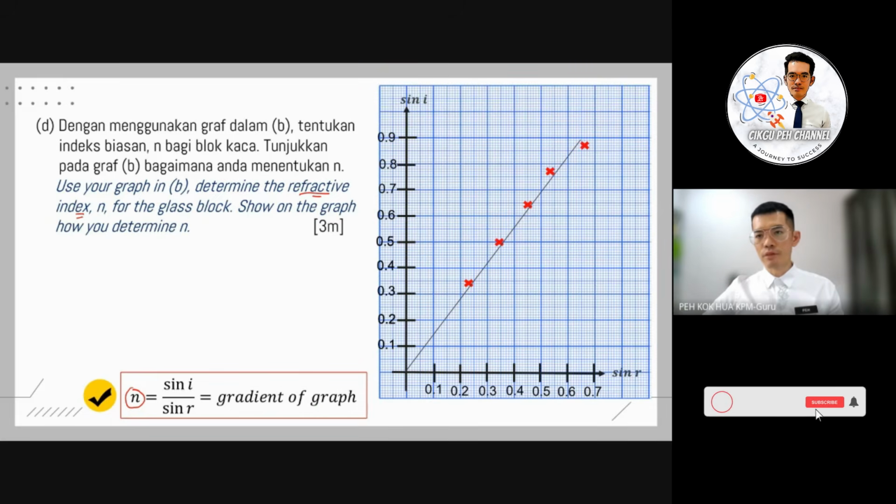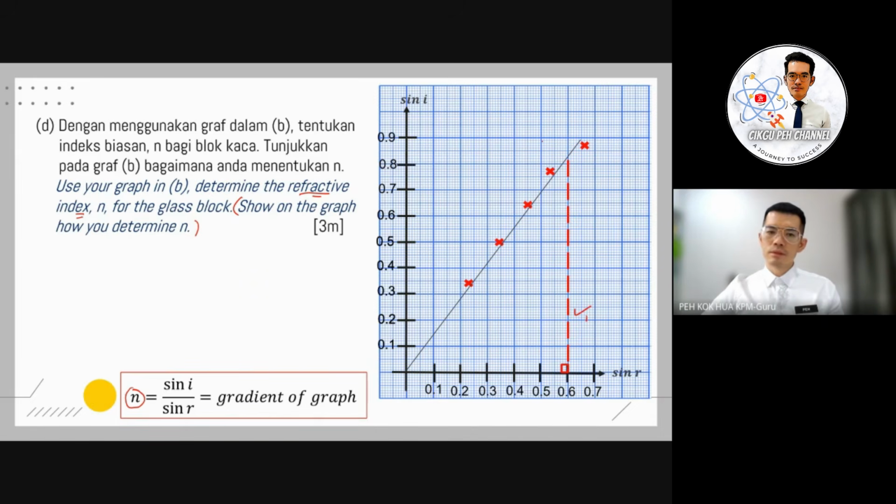So the graph is like this. The question asks you to show on your graph how to determine n. So you need to draw a big enough triangle. Normally, it must also be half the size of the graph. So the line I draw will be like this, so here will be a triangle. You can see. So this will be 1 mark.